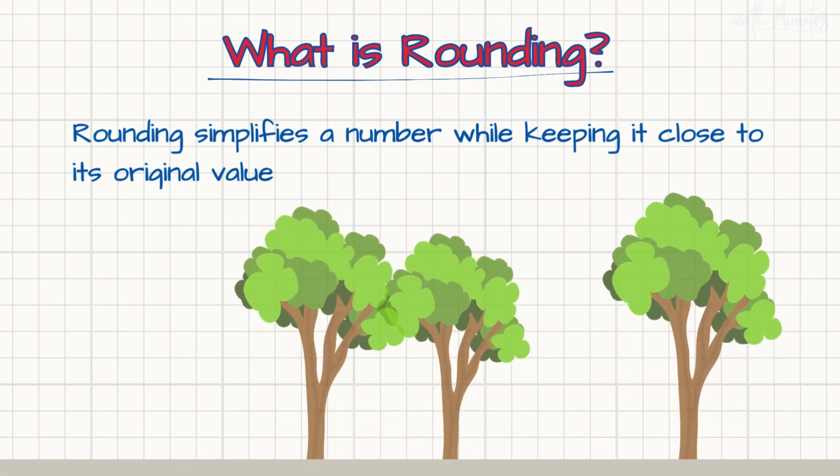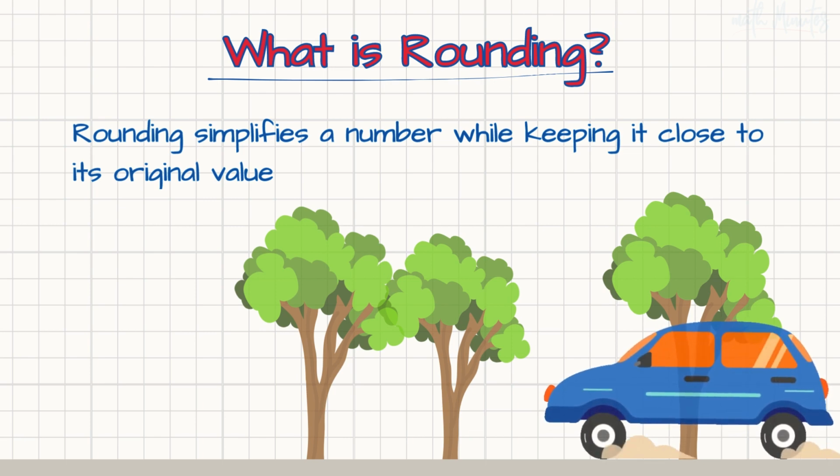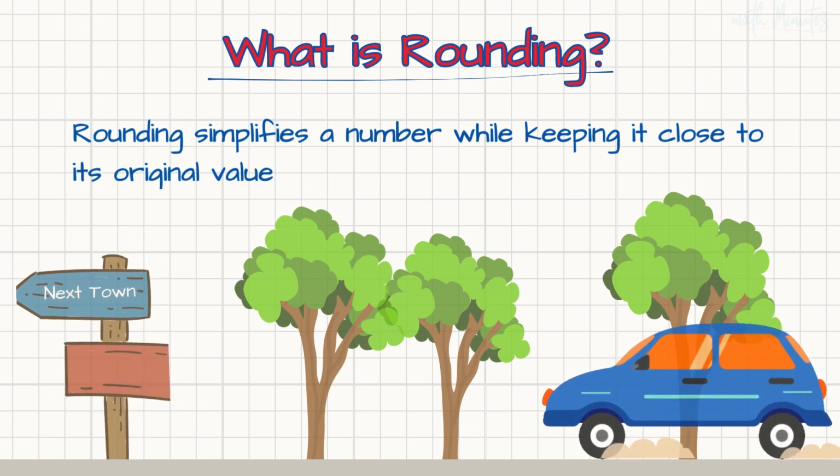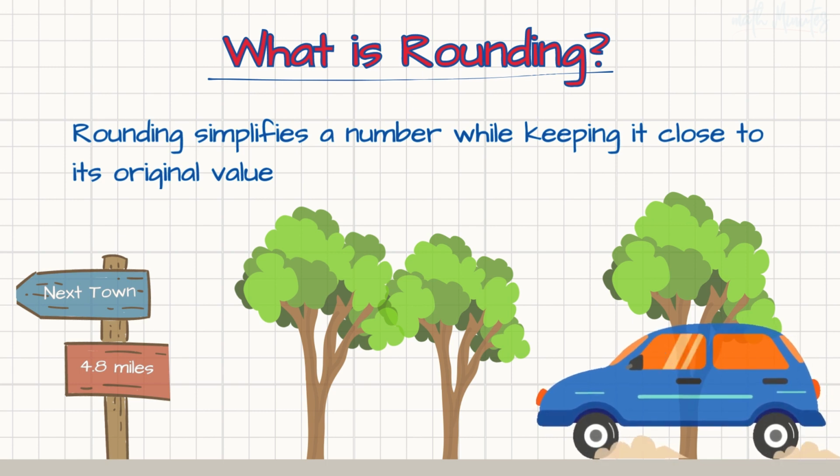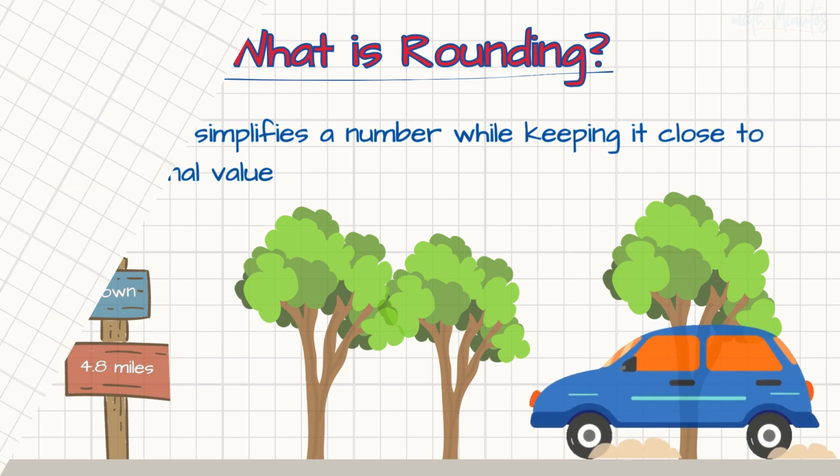Think of distance. When driving, for example, you might see signs indicating the distance to the next town is 4.8 miles. It's common to round that distance to 5 miles for simplicity and ease of navigation when speaking to others.